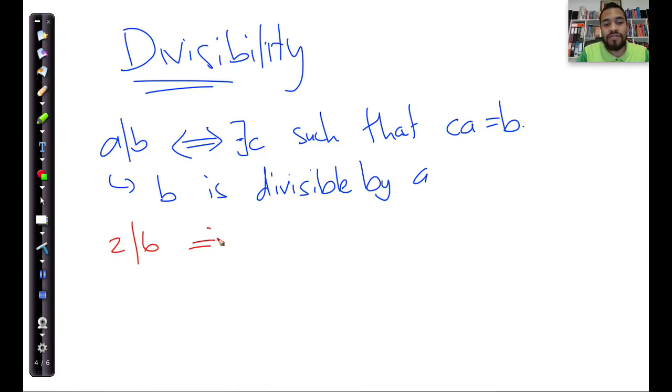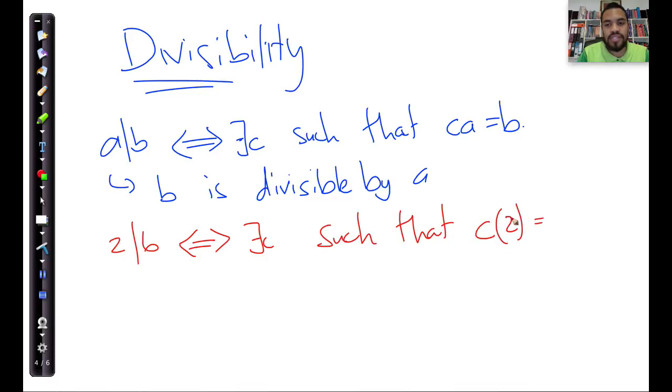If and only if there exists a C such that C multiplied by 2 is equal to 6. Well, can you find some number C that, when you multiply it by 2, you get 6? And yes, the answer is yes. That number is 3. Yes, C equals 3. Therefore, 2 divides 6. In other words, 2 can go into 6 because we can find a number that you multiply 2 by to get 6.